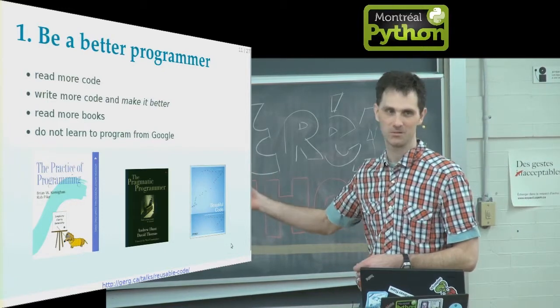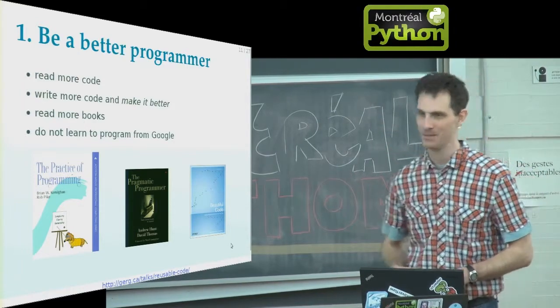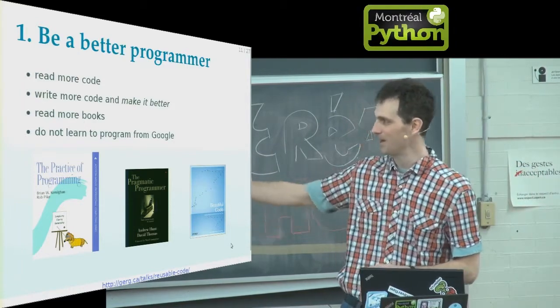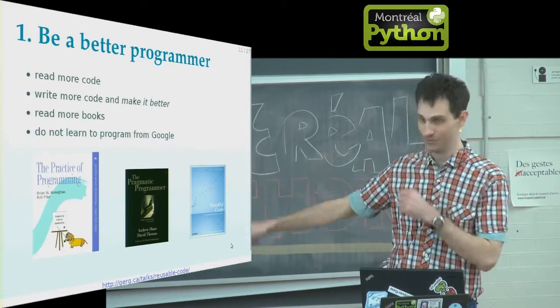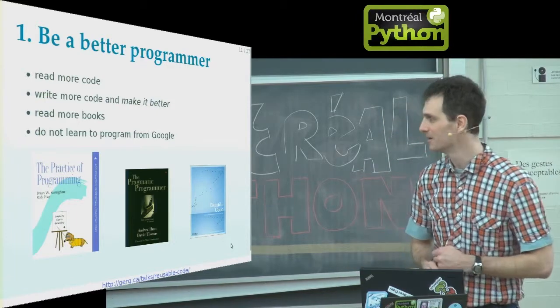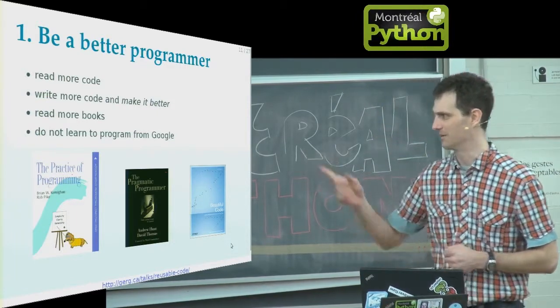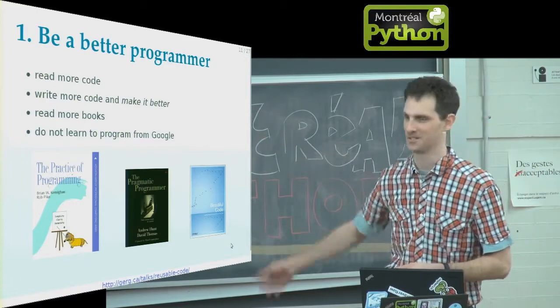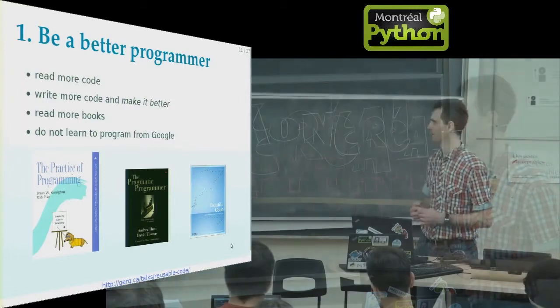Books, read more books. Good advice about life in general. In particular, read more books about programming. There are lots of good books about programming. I like these three, or at least what I've actually finished. Beautiful Code, it's quite thick and chewy and demands a great deal of attention, but it's worth it, and the other two as well. And there are lots of programming books out there. Just read some. And please don't try to learn to program from Google.